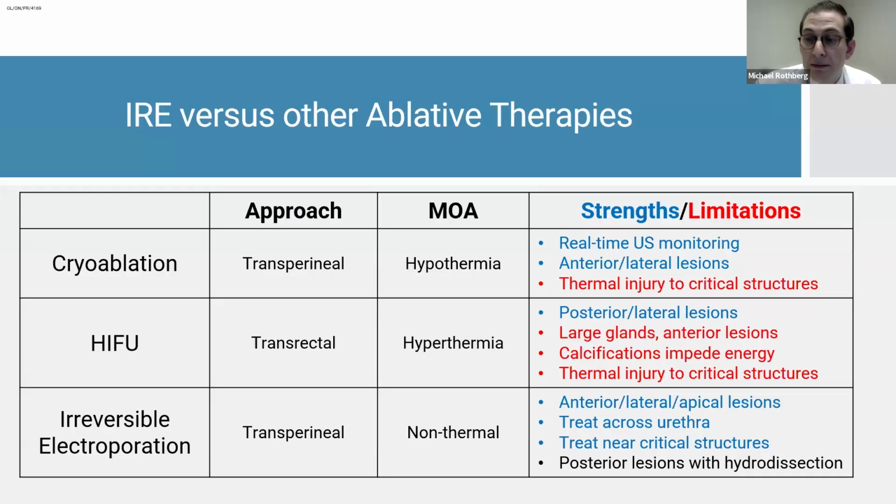IRE, however, can ablate lesions essentially independent of gland size and has high utility in treating anterior, lateral, and extreme apical lesions. Many of the cases I've done involve treating across the urethra, and I have not observed any urethral toxicity in doing this type of approach. Additionally, with a transperineal approach, there are maneuvers that can be performed or hydrodissection that can also be performed that allows for ablation of more posterior lesions.